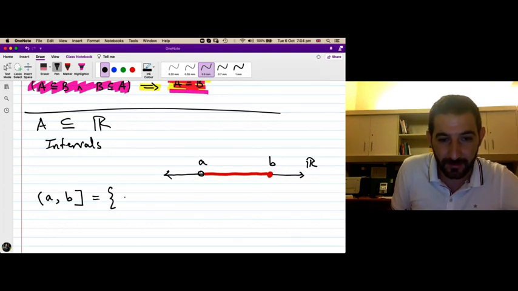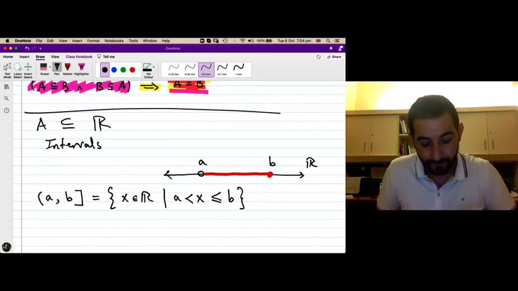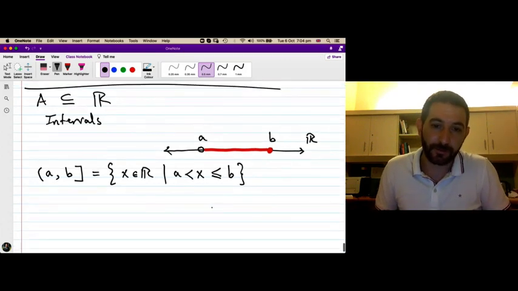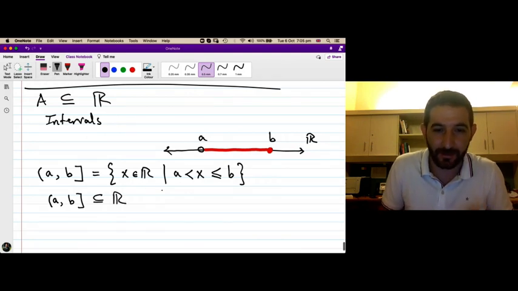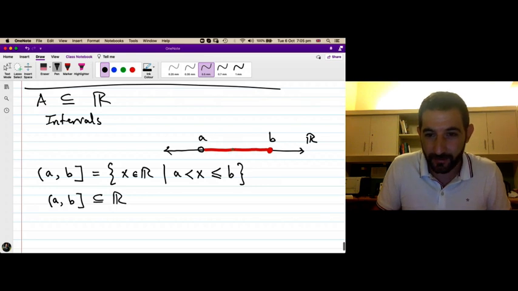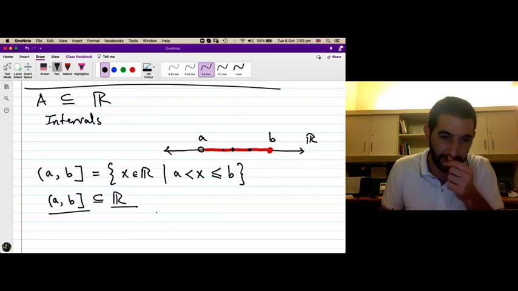So this is the set of all real numbers x such that x is strictly bigger than A and less than or equal to B. The square bracket is used when we have equality, and the round bracket when we have strict inequality. Notice that this set is a subset of R, because every element here is a real number. If you choose any element in this set, it will be a real number. So every element of this set is also an element of this set.